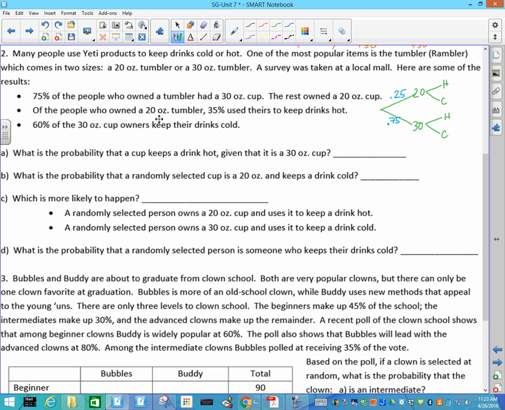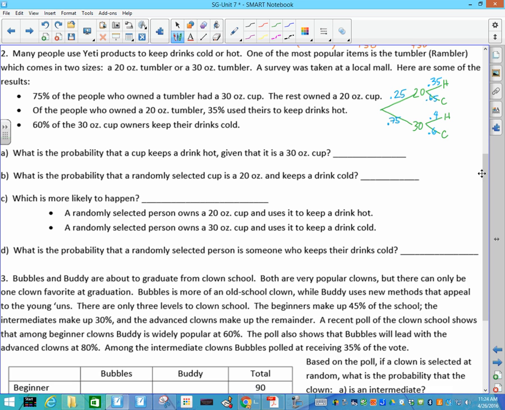Of the people who owned the 20-ounce tumbler, 35% used it to keep their drinks hot. So we have 35%, which is 0.35, and the rest are going to keep it cold, so that's 0.65. Again, 1 minus 0.35 is 0.65. And then 60% of the 30-ounce cup owners keep their drink cold. So this is 0.6, and this is 1 minus 0.6, which is 0.4.